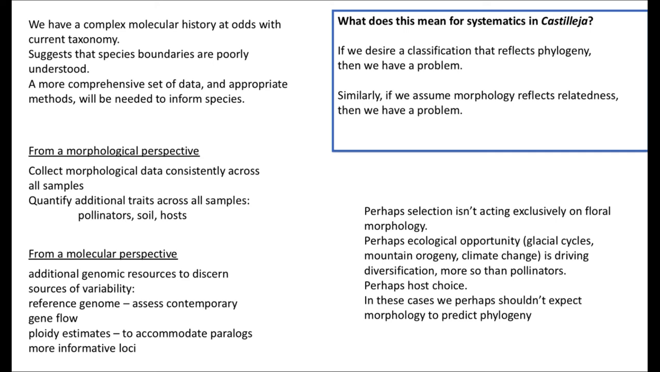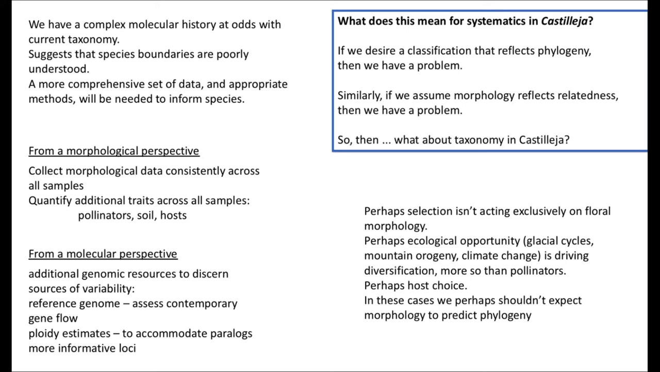This makes a lot of sense when we think about the geographic context that Castilleja is evolving in. Maybe there's something here about hosts and who the hosts are and what kinds of adaptations, or what types of benefits those relationships confer outside of just water and photosynthates. But in all of these cases, I think it just goes to show that maybe we shouldn't necessarily expect that morphology is going to predict phylogeny in the group.